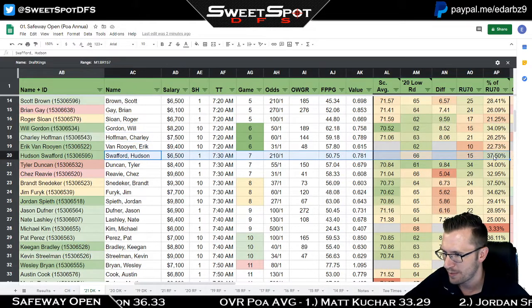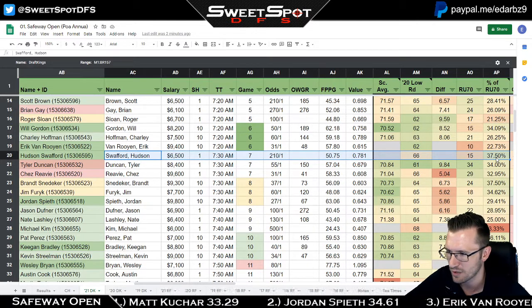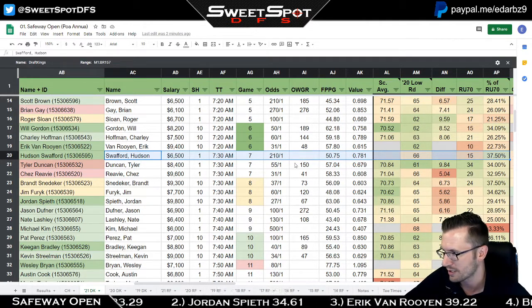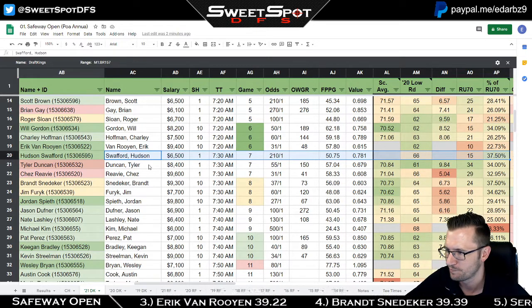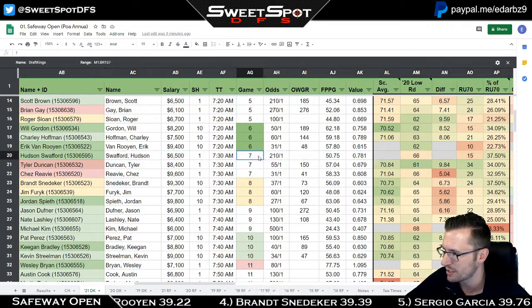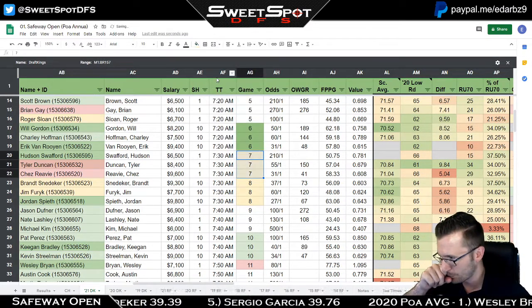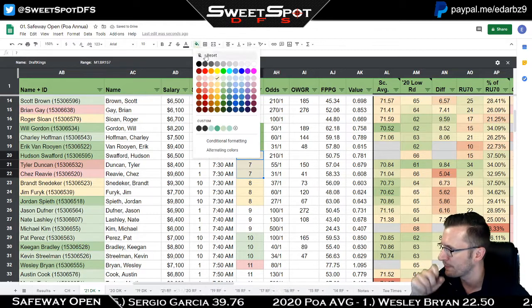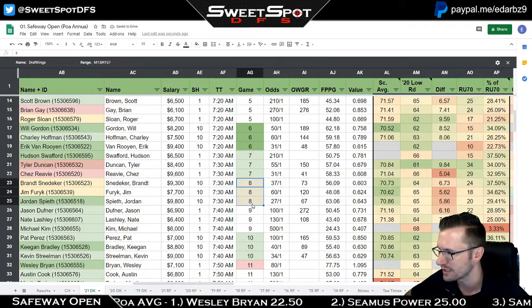Hudson Swafford's not a bad play. 37.5% of his rounds are under 70. I said anything over 34 is good. This group, in its own right, isn't terrible. Actually, I should color code this too. I'm gonna make it yellow just because I'm not really one way or the other. Actually, I'll make it light green. I'm reserving yellow for boring groups, basically.